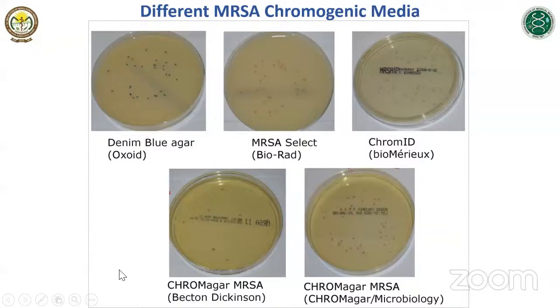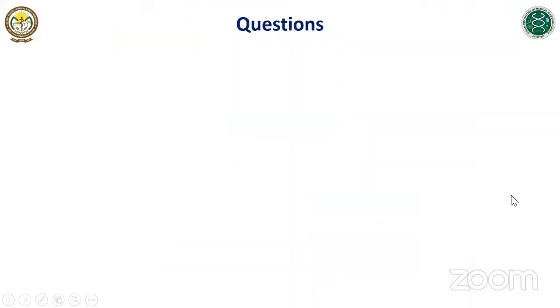So there are different MRSA chromogenic media which are available in the market. This is denim blue agar by Oxoid. This is by Bio-Rad. This is by bioMérieux, Becton Dickinson. So they are all available in the market. Personally, I have not used any of them.